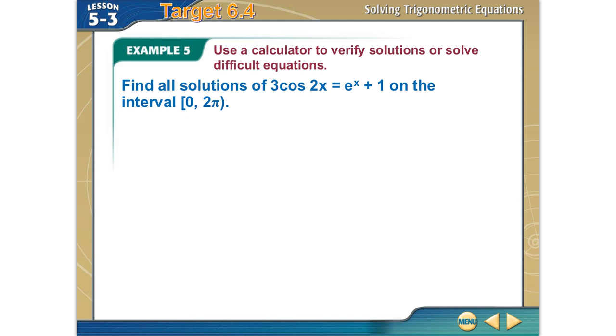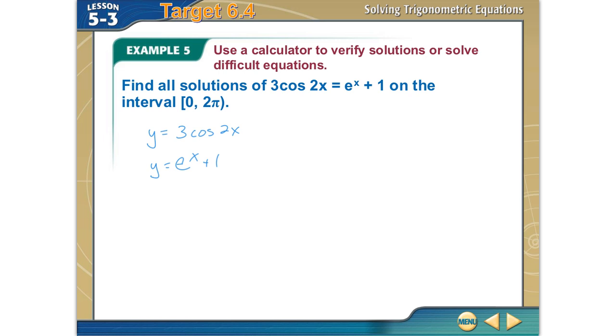So on our calculator, we are going to type in y equals 3 times the cosine of 2x, and then we're also going to type in y equals e to the x plus 1. All right, now the key here is setting our window to see what we need to see.